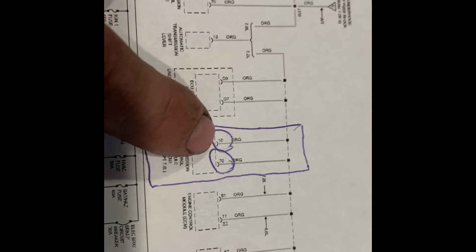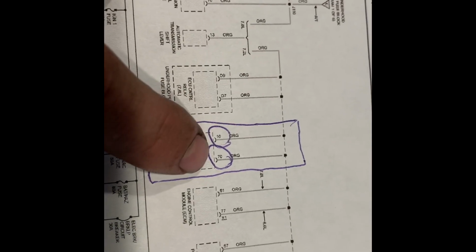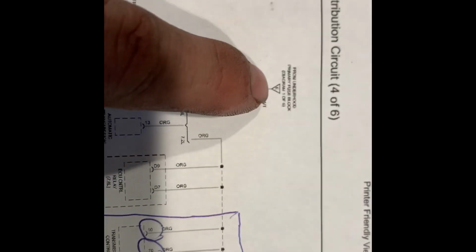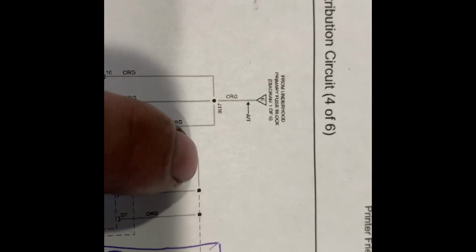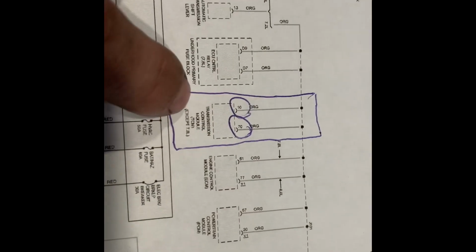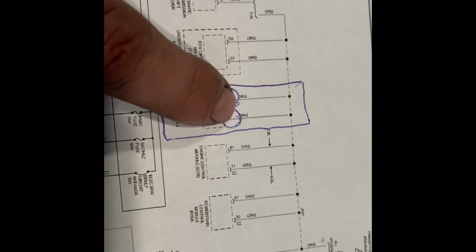Let's go over here. This is power distribution 4 of 6. This is the other part that had the transmission control module. These are both constant power, pin 10 and pin 70. I'll show you in the other schematic. It shows constant power, and we had our power on both of them.